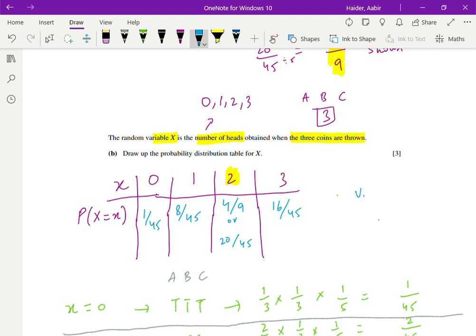Now, to verify, always verify the probability should be 1, right? So if you add up 1 over 45, 8 over 45, 20 over 45. Remember, pick up this one. Do not pick up 4 over 9. That will create a calculation problem if you are doing it mentally. If you are doing it on a calculator, it doesn't matter. Okay, 1 and 8 is 9. 9 plus 20 is 29. And 29 plus 16 is, yes, 45 over 45. That will give you a 1. So yes, your probabilities look fine.